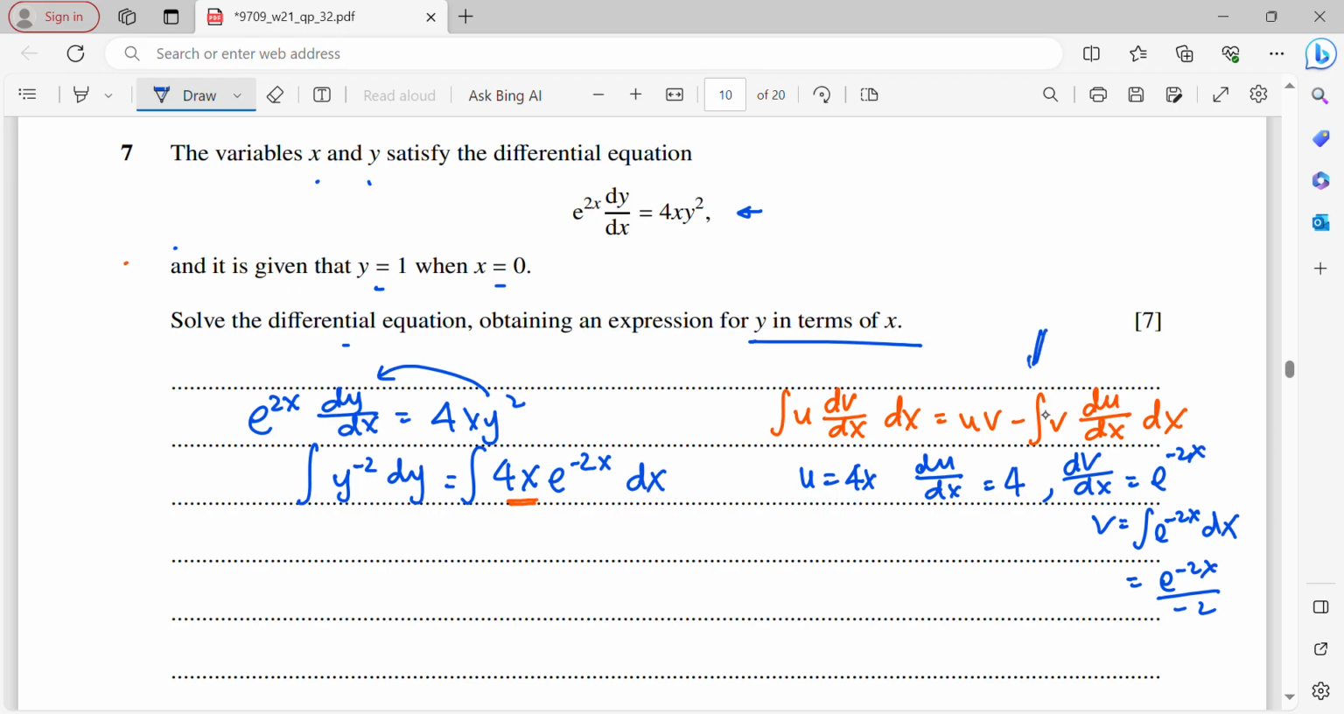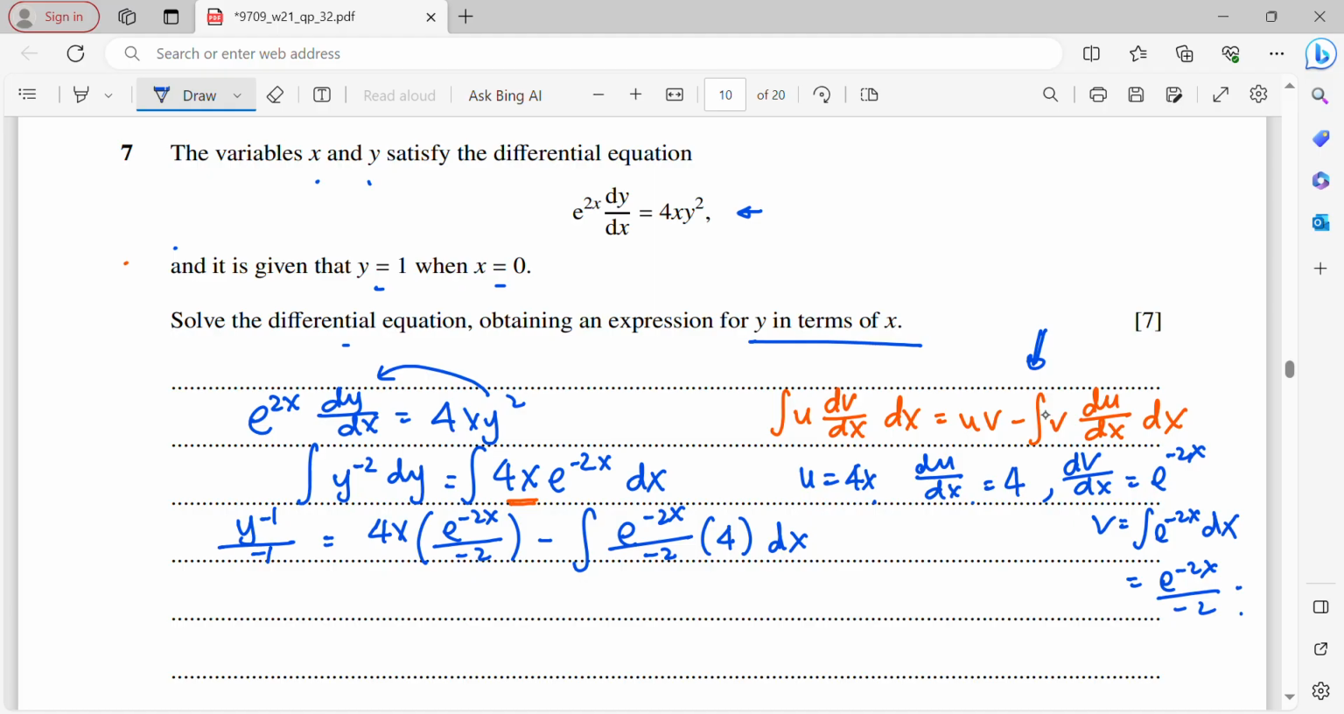Okay, after that, substitute into this formula. So for the left hand side should be no problem, just direct integrate. So I will get y to the power of negative 1 over negative 1, because minus 2 plus 1 is minus 1. So for the right hand side, by applying this by parts formula, it will be uv. Okay, so 4x times e to the negative 2x over negative 2 minus integrate v du. So e to the negative 2x over negative 2 times 4 dx. Right? So from here, left hand side, I will simplify.